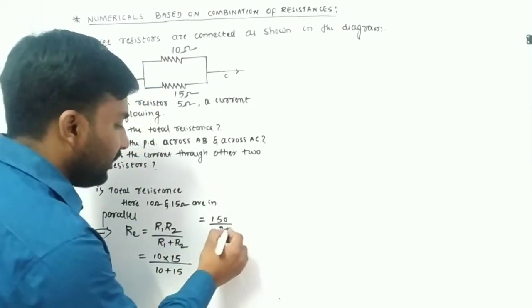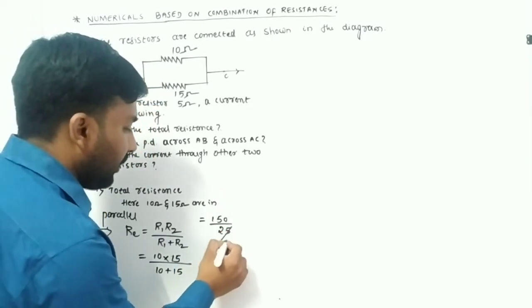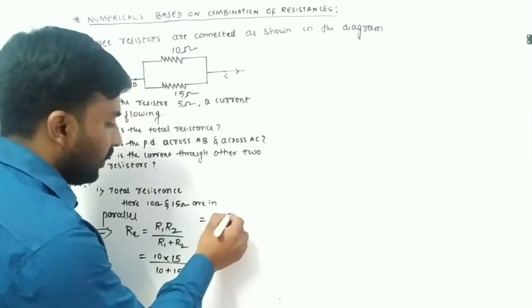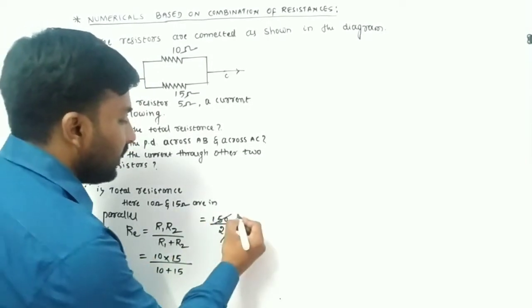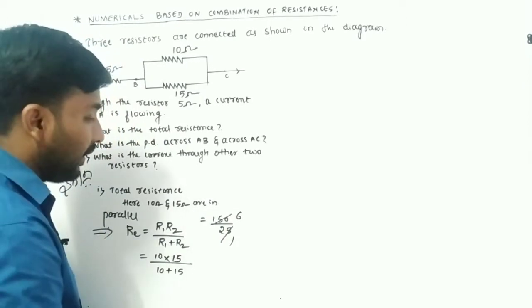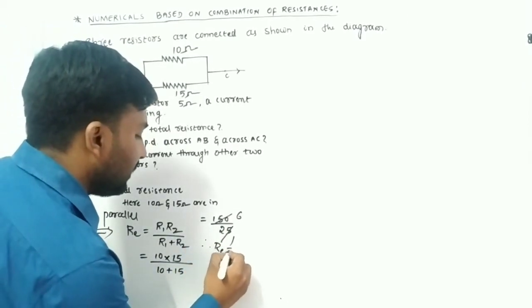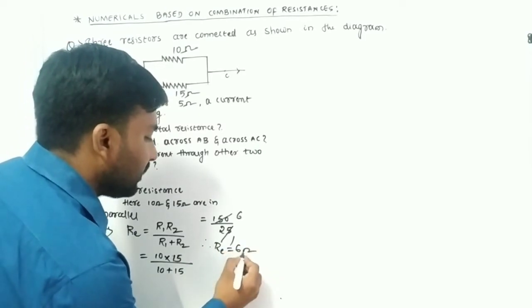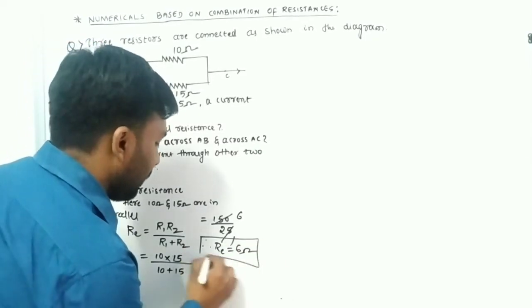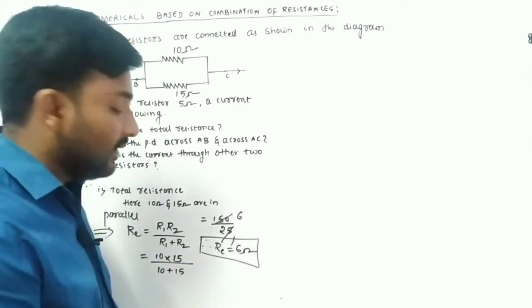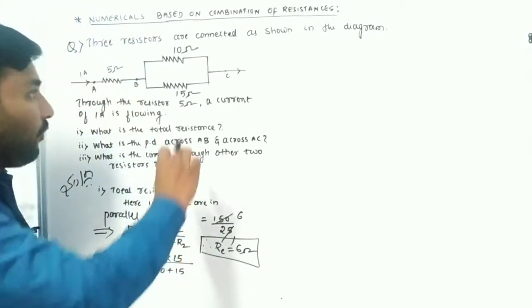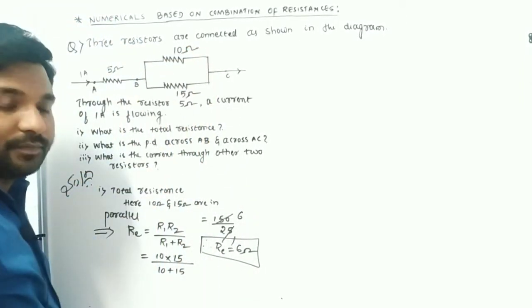Now divide this one. 25 ones are 25, 25 sixes are 150. Therefore, the equivalent resistance is equal to 6 ohm. Okay, the equivalent resistance is equal to 6 ohm for these two resistors.